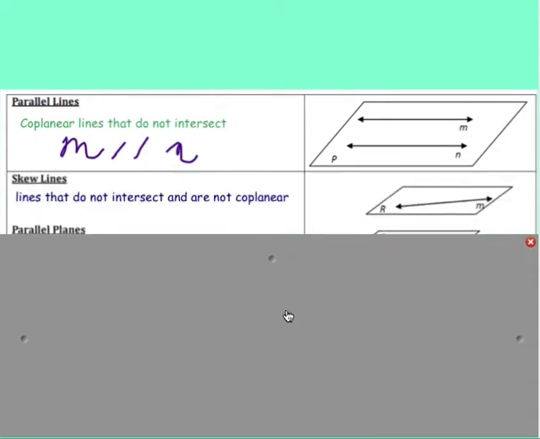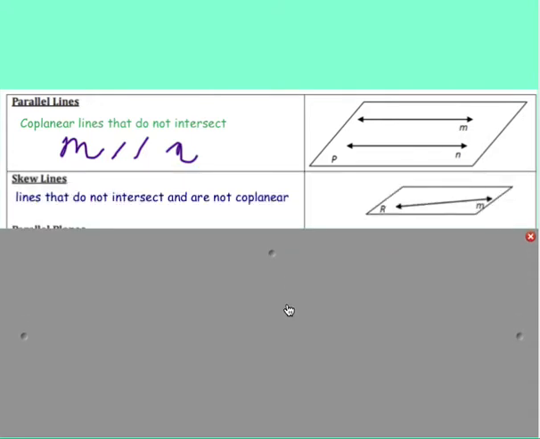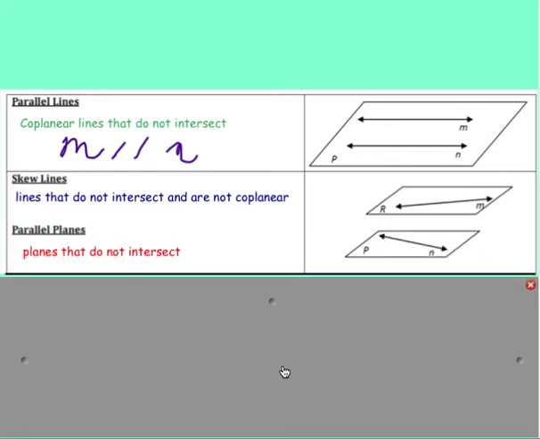So what is a skew line? Skew lines are two lines that do not intersect and are not coplanar. So we could say that in this diagram line M and line N are skew lines. Then it says parallel planes are planes that do not intersect. So plane P and plane R are parallel planes because they do not cross each other.